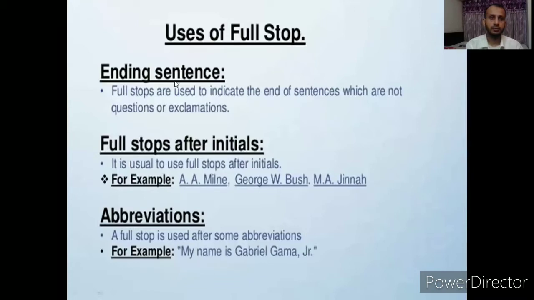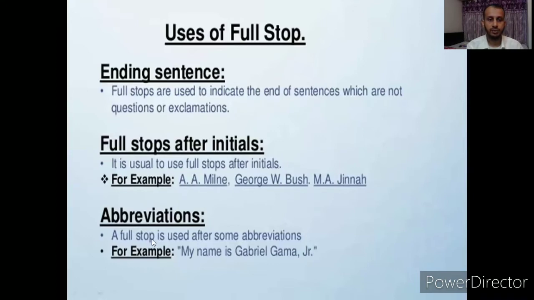Ending sentence. Full stops are used to indicate the end of a sentence which is not a question or exclamation. Full stop after initials. It is usual to use a full stop after initials. Look at this example of initials: A. Milne, George W. Bush, M.A. Jinnah. These are the initials.